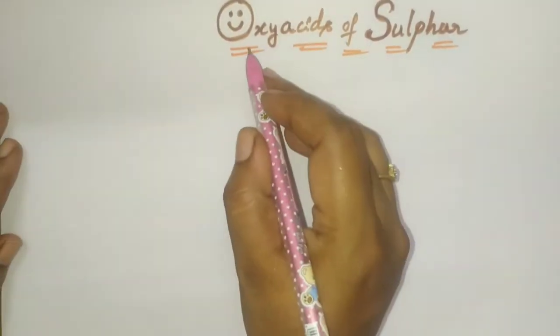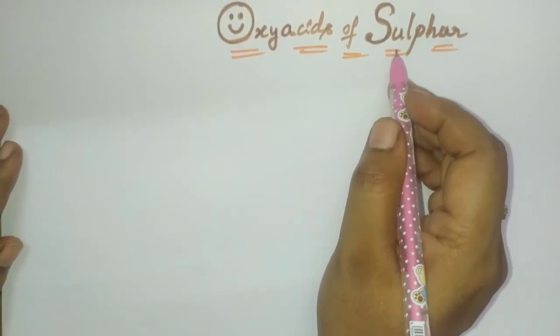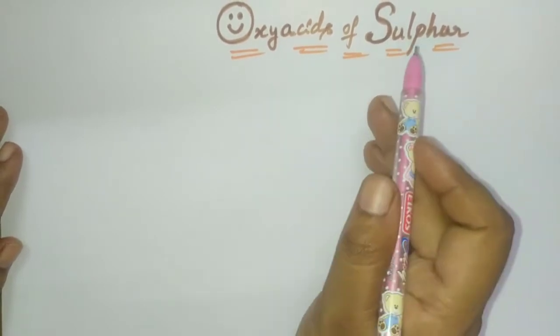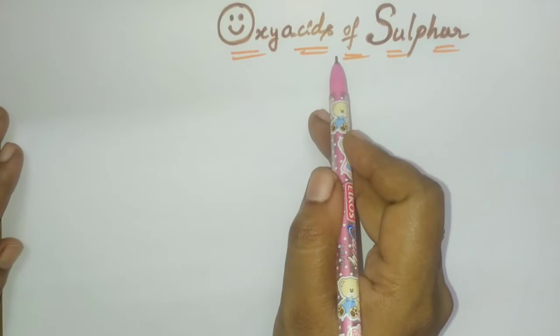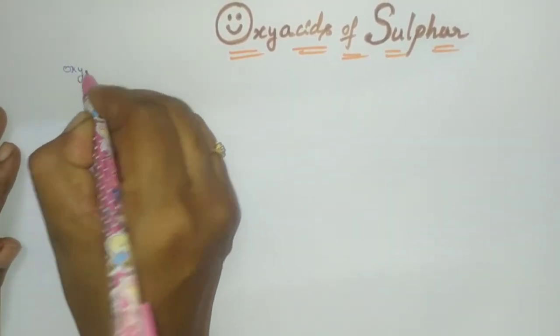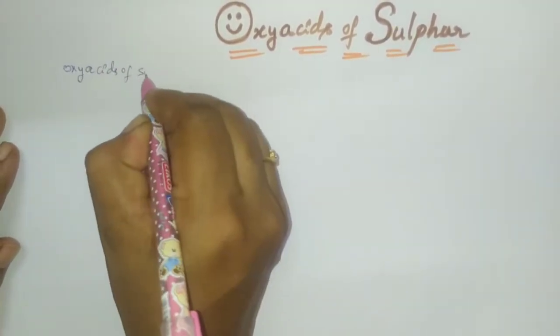The topic is oxyacids of sulphur. Very important topic and very easy topic also. Here oxygen, sulphur and hydrogen are added, so acids are formed, sulphur acids are formed. There are several types of oxyacids of sulphur.